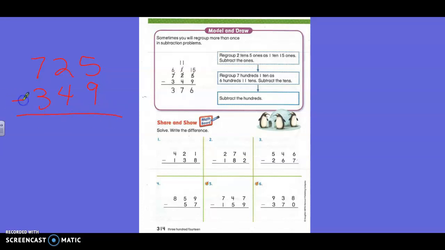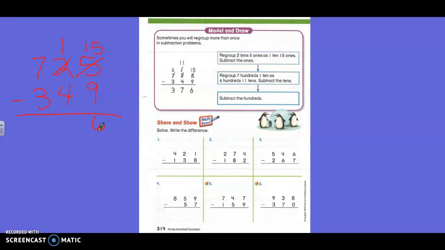Okay. Now, just watch. Okay. 5 minus 9. Can't do. So you come over to the 2, make it a 1. Come over to the 5. Make it a 15. Okay. Now 15 minus 9 is 6. Okay. Now, here's a problem. We borrowed. Now we have 1 minus 4. Can we do that?